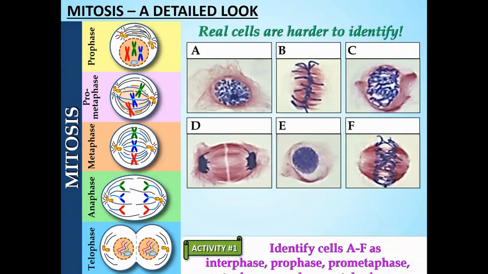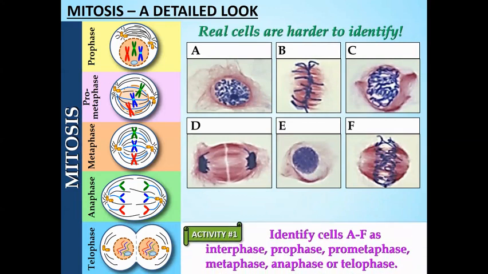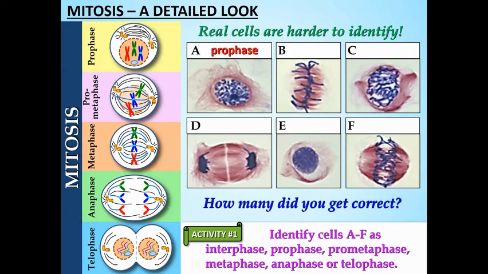And here is real cells are even harder to identify, but you can kind of see like the different things that are occurring. Identify cells A through F as interphase, prophase, prometaphase, metaphase, anaphase, and telophase. Do you think you could do that by looking at the real cell versus our images over here to the left? Okay, let's see if you can. Okay. Did you get it correct?